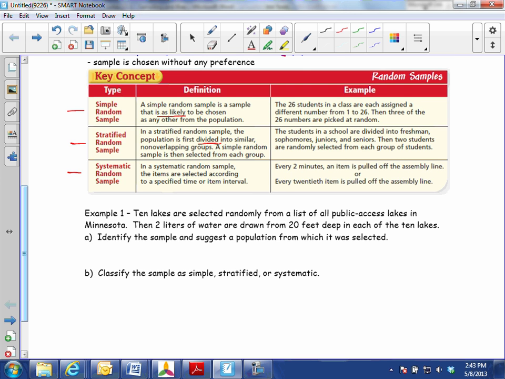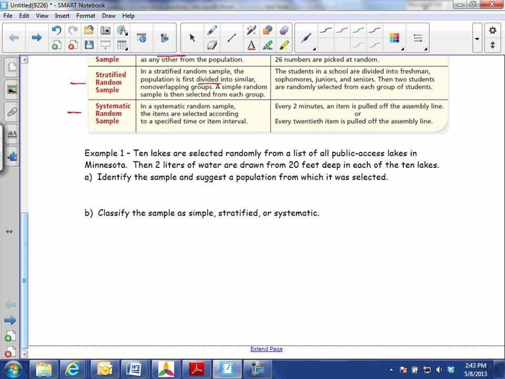Okay. And then the last one, systematic random sample, has to do with time. A specified time or time interval. Like their example says, every 2 minutes an item is pulled off the assembly line, or every 20th item is pulled off an assembly line. So it has to do with time or a certain amount after each interval.